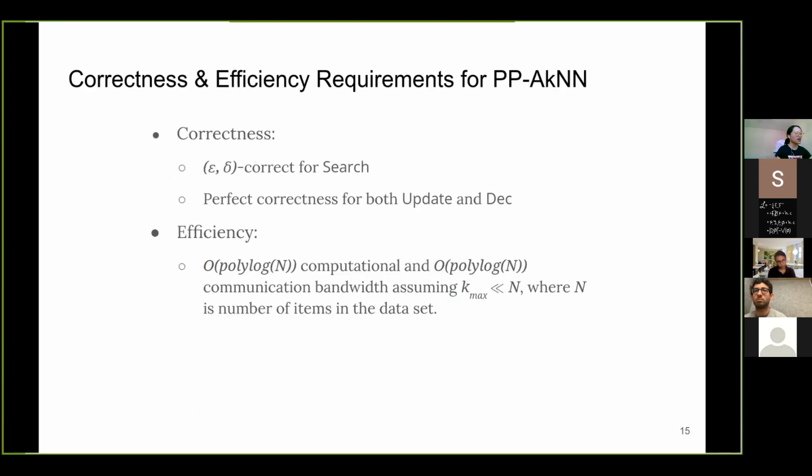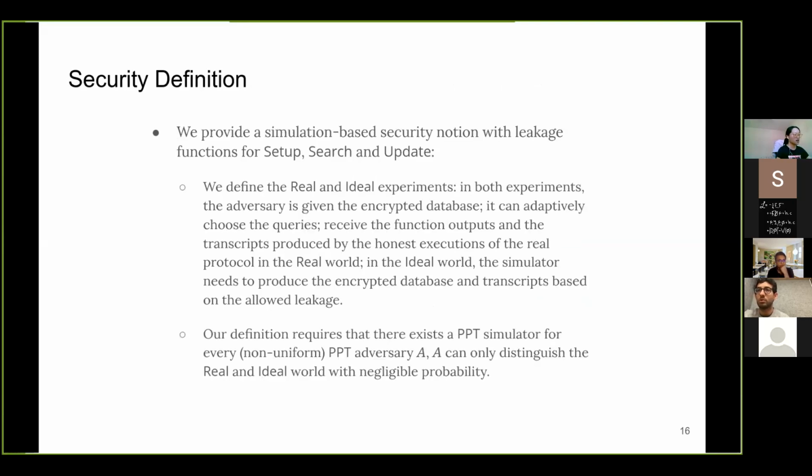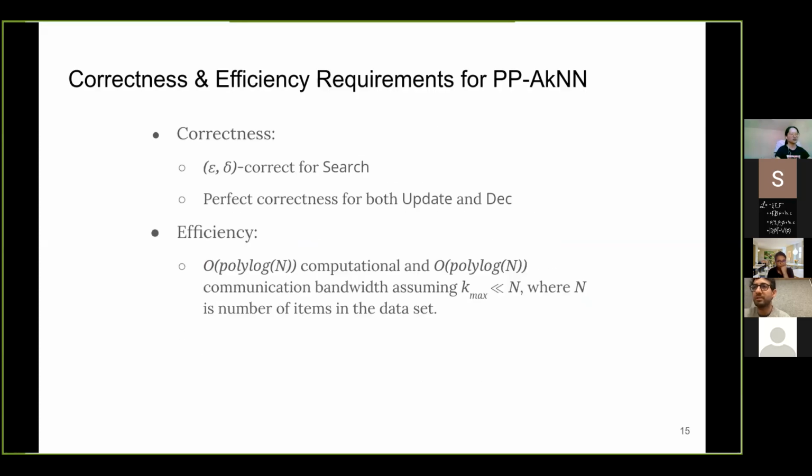So for the correctness and efficiency for PPAKNN, we will require epsilon-delta correctness for search and perfect correctness for both update and decryption. As for efficiency, we want a big O of polylog in N computation and a big O of polylog in N communication bandwidth, assuming Kmax is much less than N, where N is the number of items in the dataset. And as for the security, just a question, yeah.